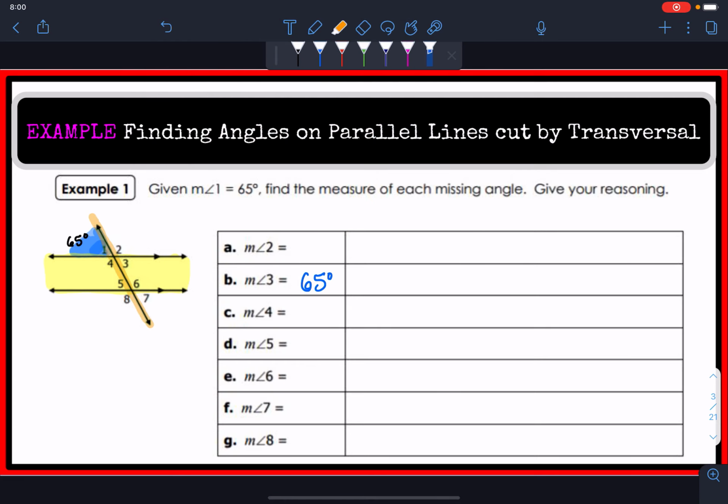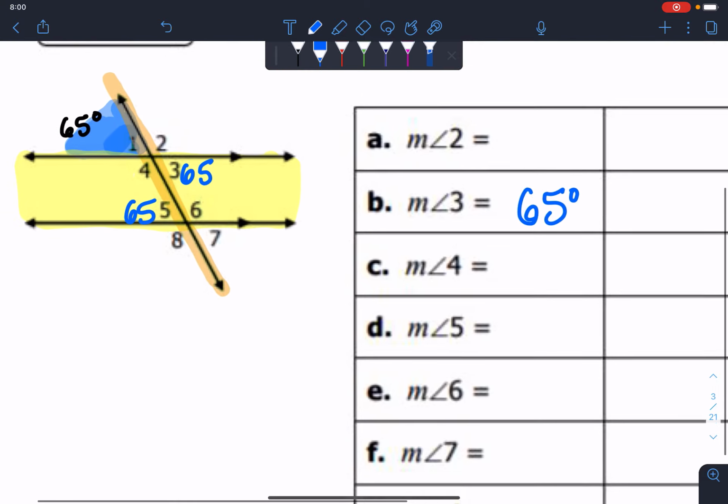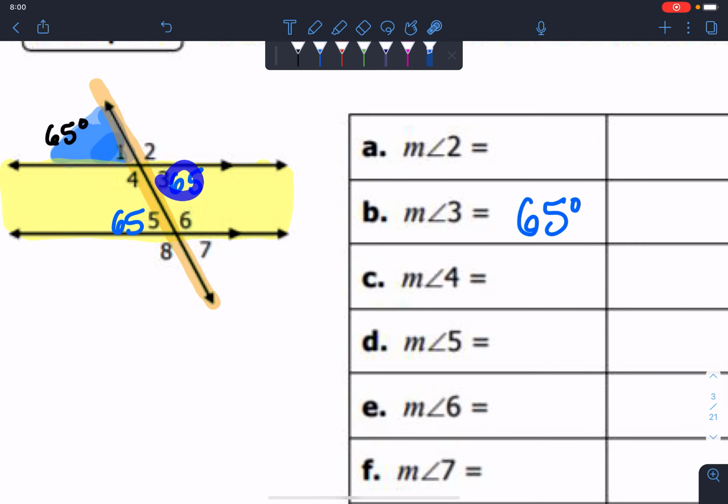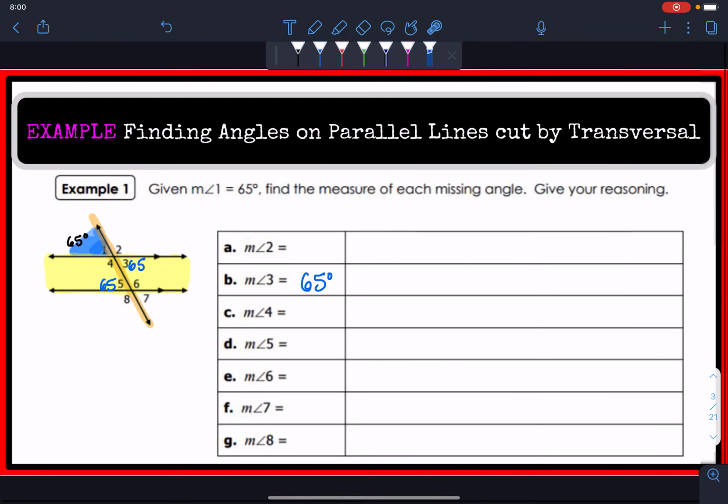And since this is 65 degrees, then angle 5 is also going to be 65 degrees because they're alternate interior angles. This angle is on the right side. This angle is on the left side, on the opposite sides of the transversal, and both in between the two parallel lines, they are alternate interior angles, which means that angle number 5 is going to be 65 degrees. And because angle 7 is vertical to that, that means that this one is also going to be 65 degrees.